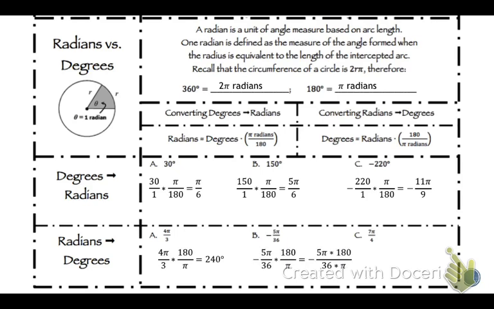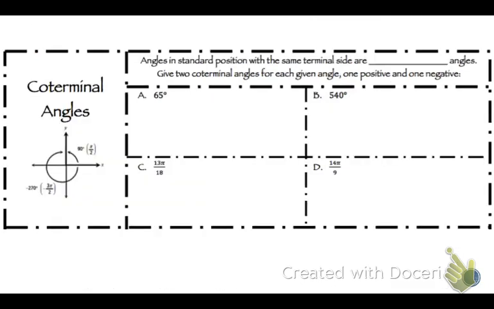This one, same thing, pi's cancel. 36 goes into 180 5 times, so 5 times 5 is 25. Last one, pi's cancel. 4 goes into 180 45 times. 7 times 45 is 315. Okay? All right, now coterminal angles.